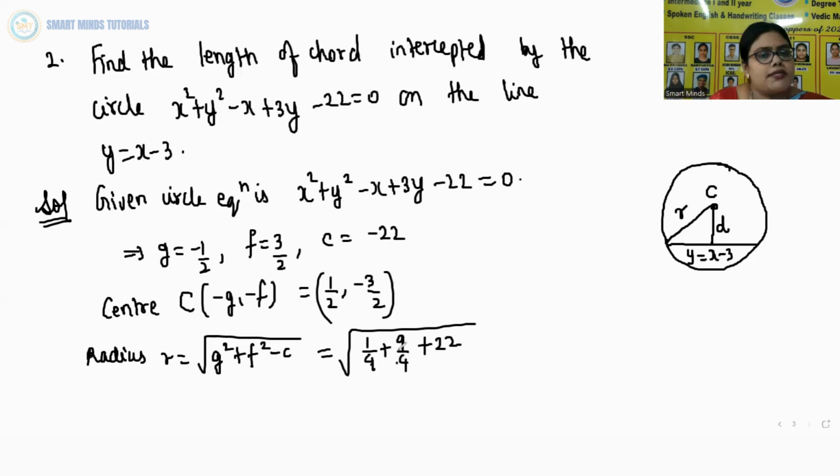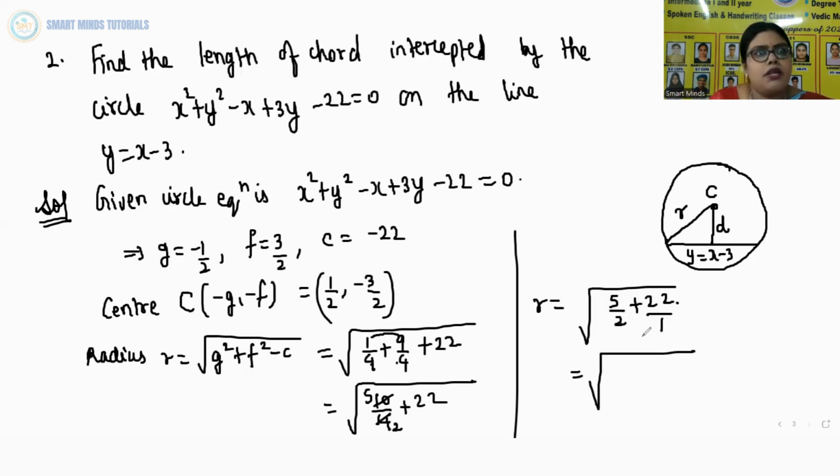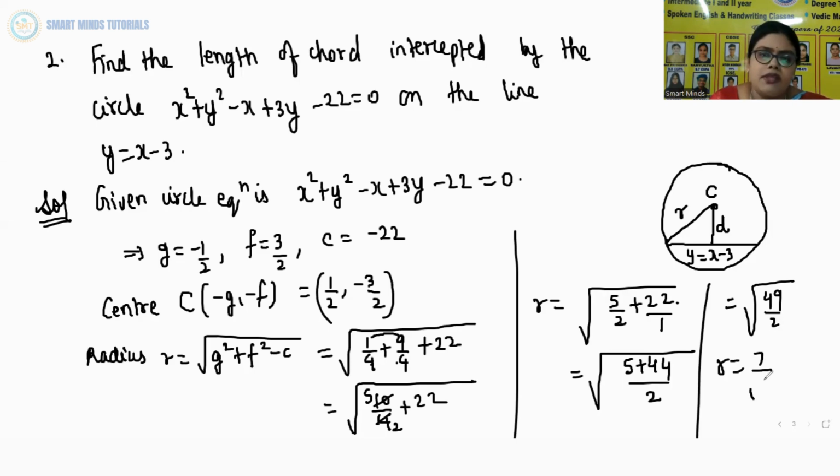Now when denominators are the same, we can add the numerators. So 1 plus 9 is 10 by 4 plus 22. You can cancel, 2 twos are 2, 2 fives are 10. Now radius is equal to root over 5 by 2 plus 22. Now denominators are not the same. Here you have denominator 2, here you have denominator 1. So we take the LCM. How to take LCM? Cross multiply. So 5 plus 44 by 2. That is equal to root over 49 by 2. So r is equal to 7 by root 2. This is r.